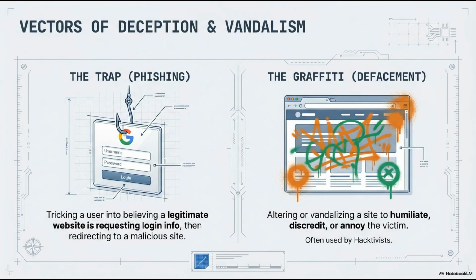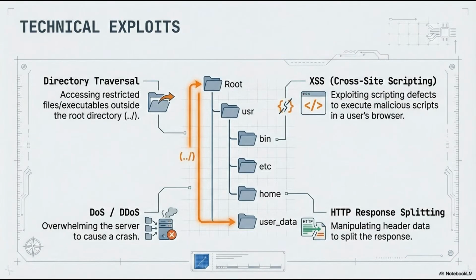Now let's get into the actual gears of the machine, turning to slide 7. Technical exploits. This is where we break the underlying logic of the server. Look at that diagram with the file folders. Yeah, I see the arrow. It starts down in a user folder, goes up and out of that folder, and then points down into a restricted system folder. That exact movement is called directory traversal.